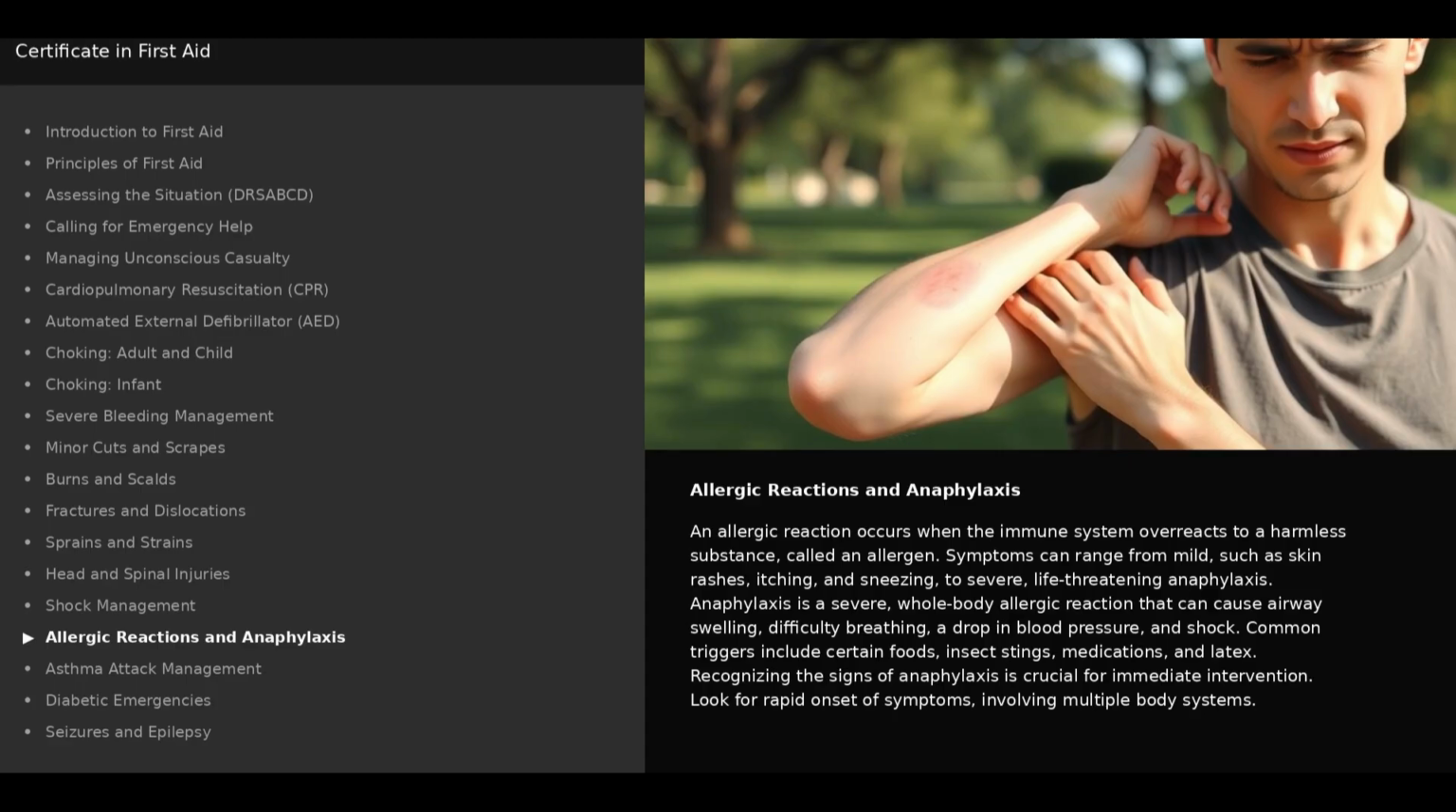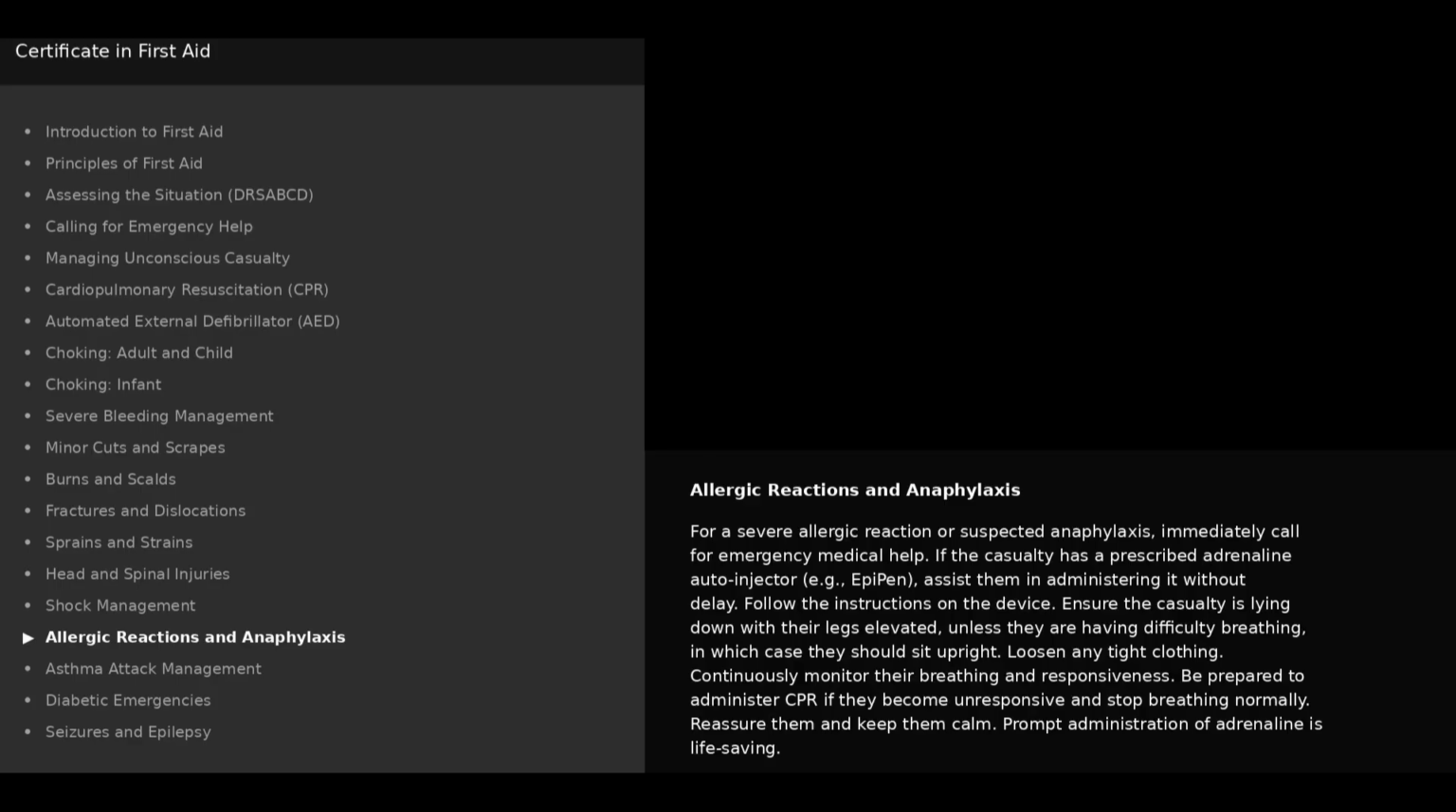Recognizing the signs of anaphylaxis is crucial for immediate intervention. Look for rapid onset of symptoms involving multiple body systems. For a severe allergic reaction or suspected anaphylaxis, immediately call for emergency medical help. If the casualty has a prescribed adrenaline auto-injector, for example EpiPen, assist them in administering it without delay. Follow the instructions on the device. Ensure the casualty is lying down with their legs elevated, unless they are having difficulty breathing, in which case they should sit upright.